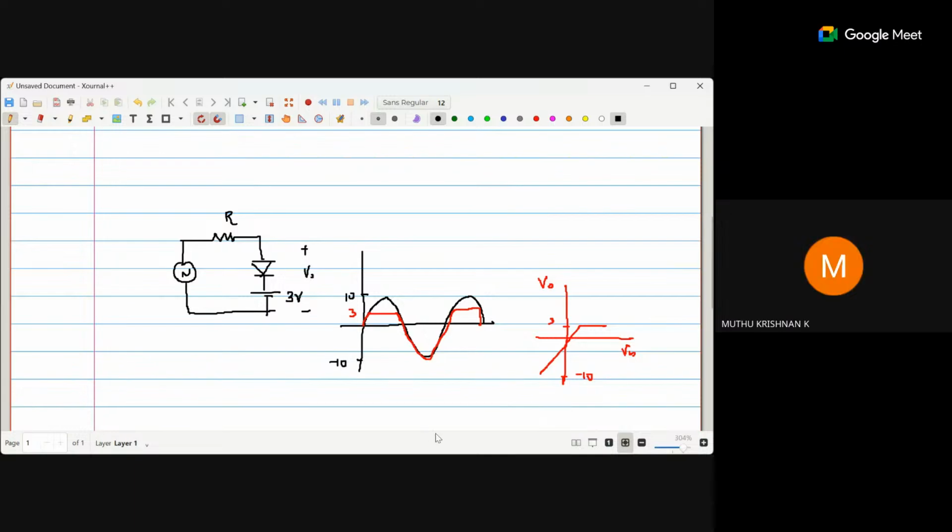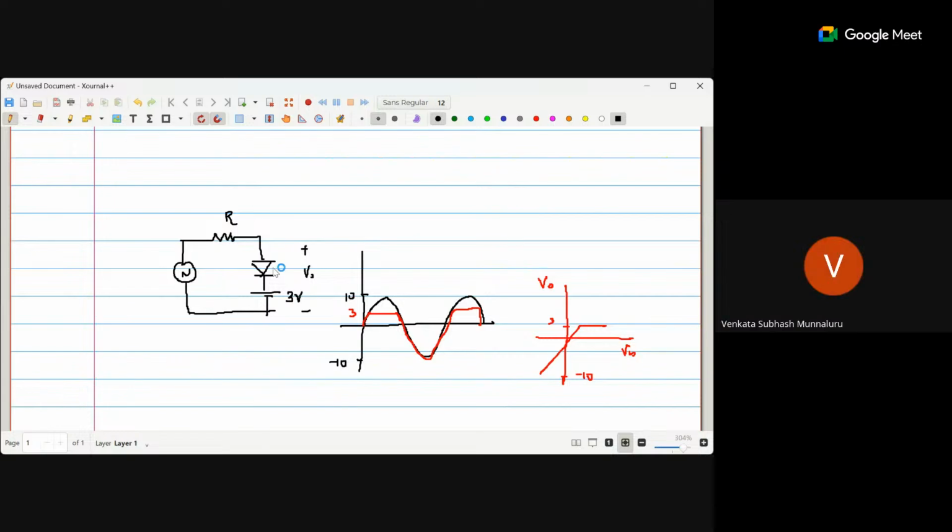So, ma'am, the 3 volts is crucial to decide at which point the clipping happens, right? Correct. Suppose some forward voltage drop is given for the diode, that will also come into the picture here. I mean, if the diode is not ideal. Yes, then we can simply add 0.7 volt, which will increase the voltage.